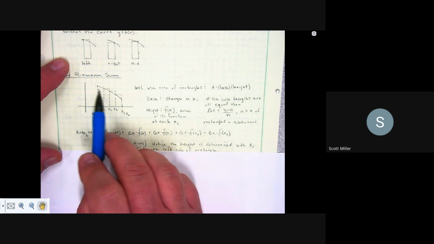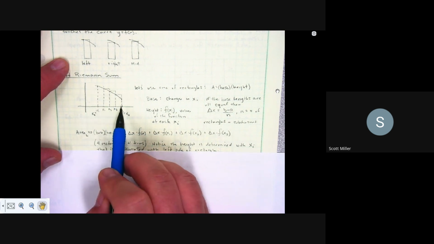So the area of each of these rectangles, I'm going to add them up. And so you notice I can get a pretty good approximation with this. There's only a little bit of bleed over the top here, so it's going to be a little bit larger than normal. But I can get a pretty good approximation with these 4 rectangles.